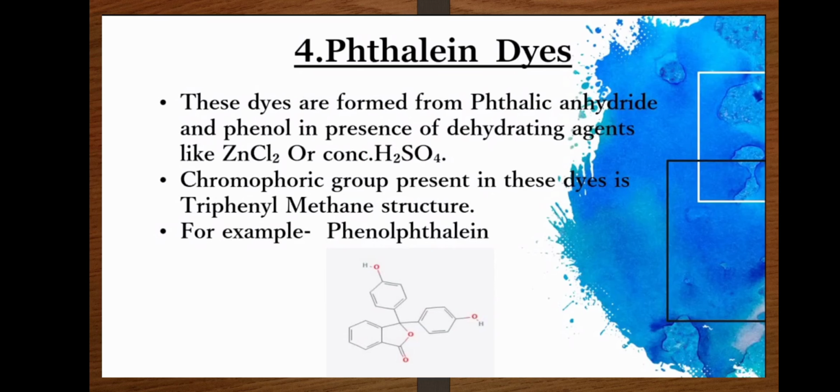Phenolphthalein dyes. These dyes are formed from phthalic anhydride and phenol in presence of dehydrating agents like ZnCl2 or concentrated H2SO4. The chromophoric group present in these dyes is the triphenylmethane structure. An example is phenolphthalein.